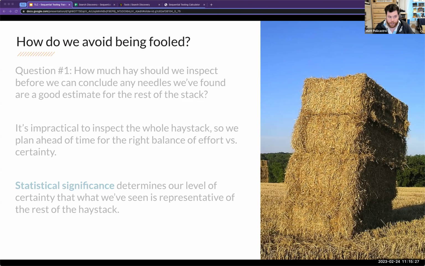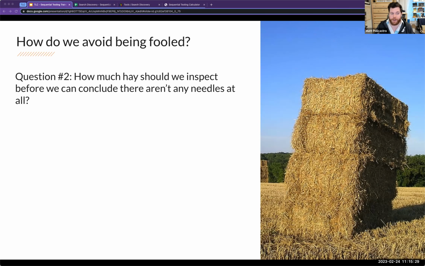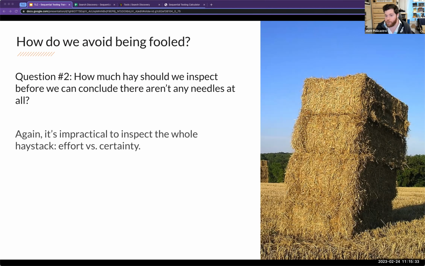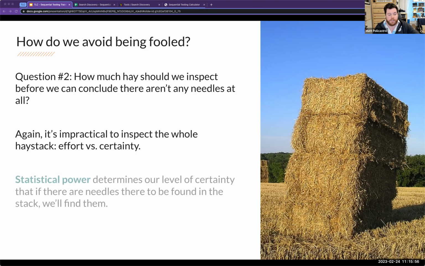Moving on to the second question, how much hay should we inspect before we can conclude that there aren't any needles at all? Again, we only have so many hours in a day. It is impractical for us to exhaustively search the entire haystack, hay bale, to make sure that there are no needles whatsoever inside of it. We have to take samples from each of these, and we have to make determinations or draw conclusions, draw inferences from those. And again, this is where we introduce ourselves to another common statistical concept that many of us are probably familiar with: statistical power.